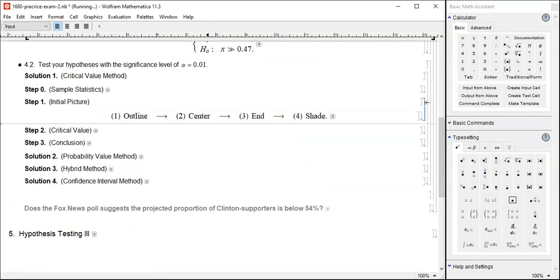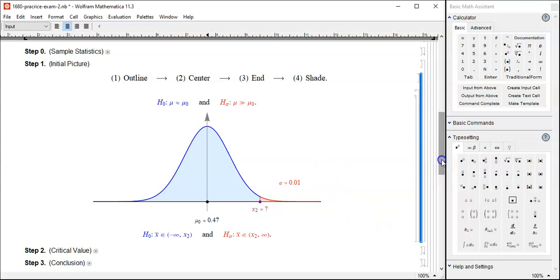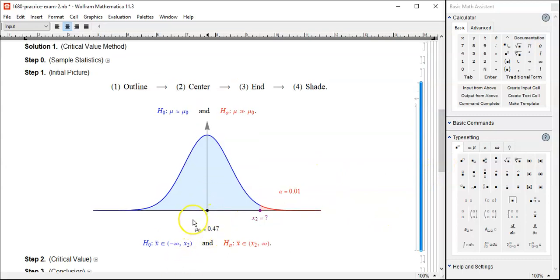Okay, next, here is the initial picture. As usual, you have the null at the center, and the alternative hypothesis is greater than null, so we have this critical value to the right. Greater goes to the right. And then where does 54% fall? Does it fall here? Then null wins, close to null. Does it fall here in the red region? Then the alternative wins, so we reject null and take the alternative. It depends heavily upon what this critical value is, and let's find out.